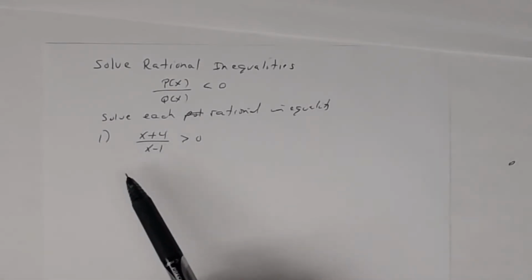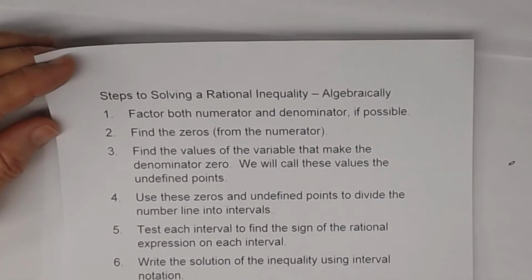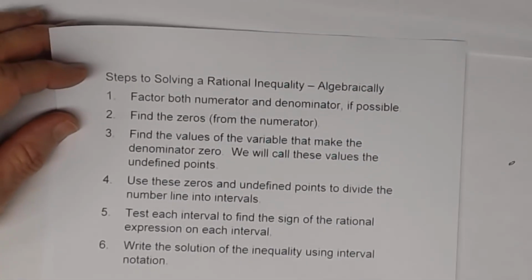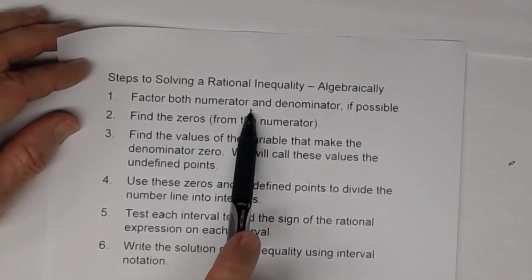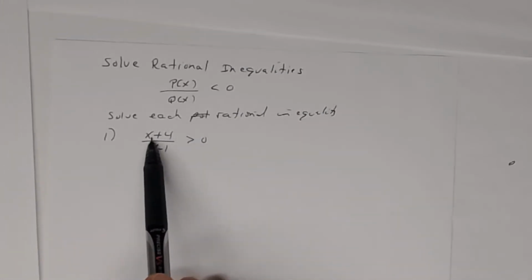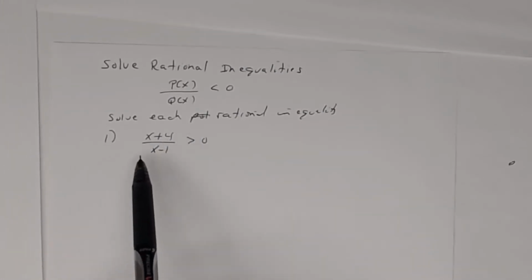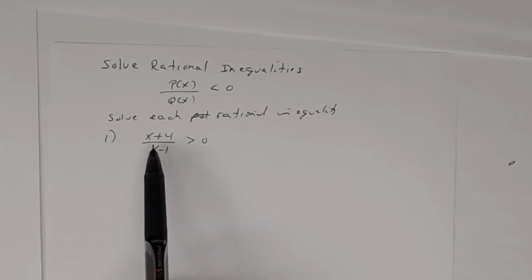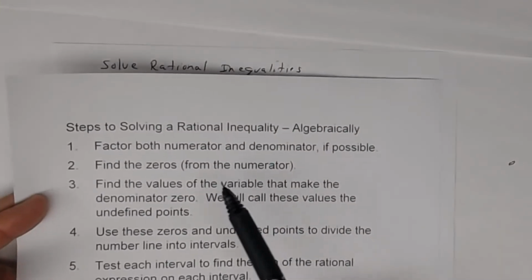Let's look at the steps on how we're going to do this. These are the steps to solving a rational inequality algebraically. First, you want to factor both the numerator and the denominator. The numerator is x plus 4 and the denominator is x minus 1, and you cannot factor those any further. So step number 1 has already been done for us.